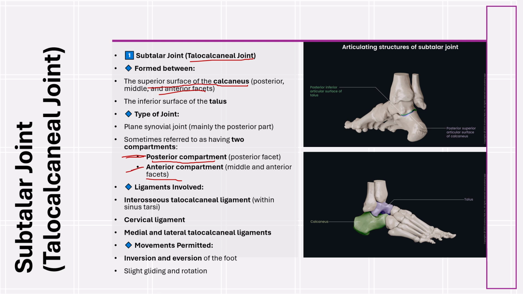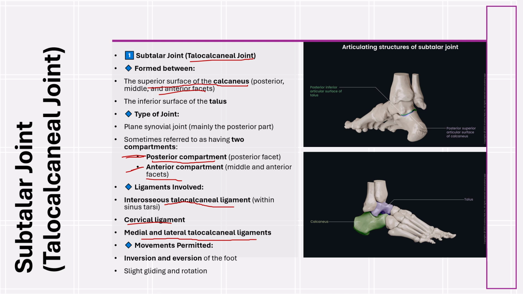While forming the joints, it has ligaments that provide support: the interosseous talocalcaneal ligament, the cervical ligament, and the medial and lateral talocalcaneal ligaments. When we talk about the movements permitted, it helps in the inversion and eversion of the foot and does the sliding, gliding and rotation movements.